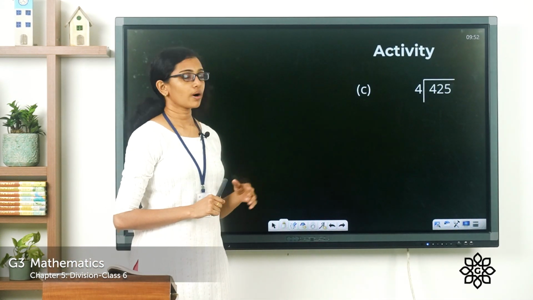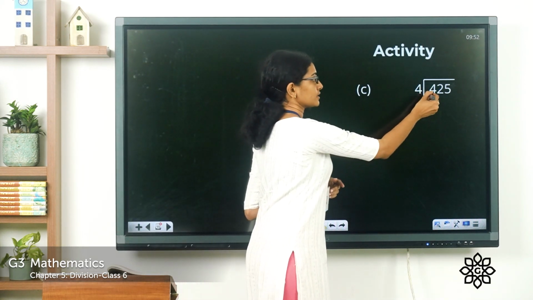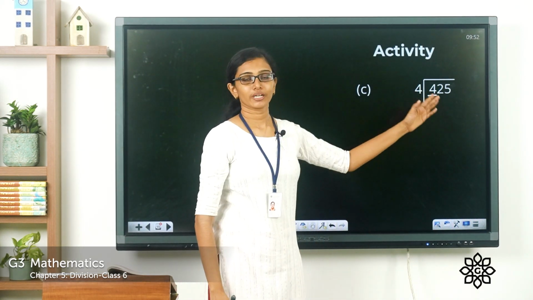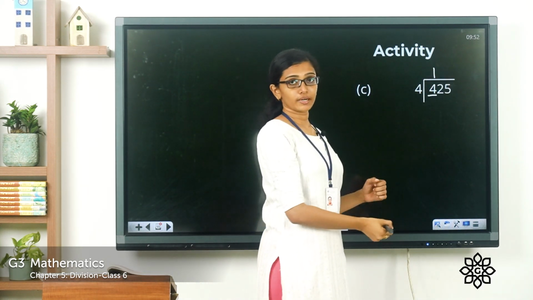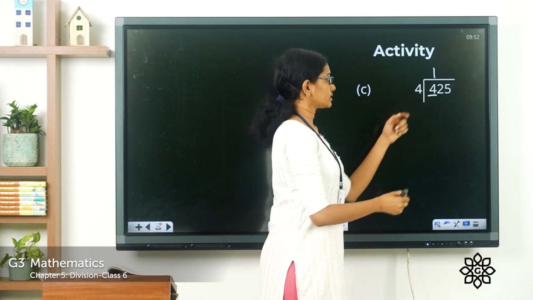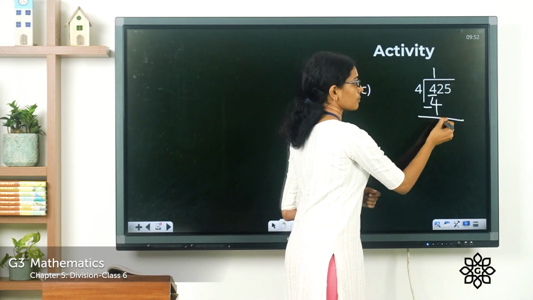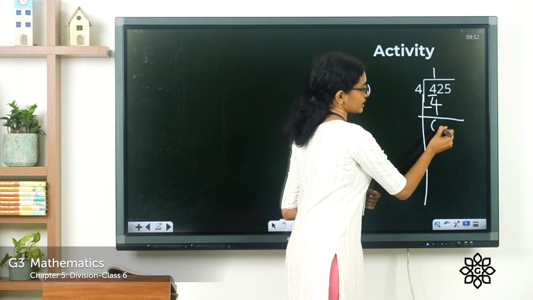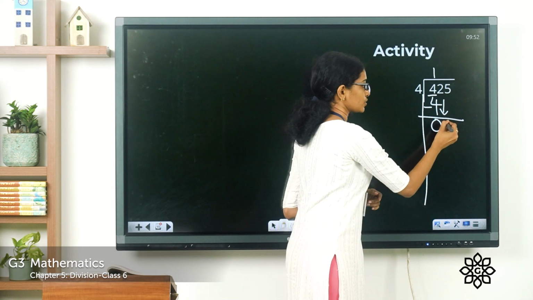Question C, 425 divided by 4. So let's consider the first digit 4. 4 divided by 4 and that is equal to 1 because 4 ones are 4. Now 4 ones are 4, that we write here. Let's subtract the numbers. 4 minus 4 and that is equal to 0. Now let's bring down the next digit, which is 2.